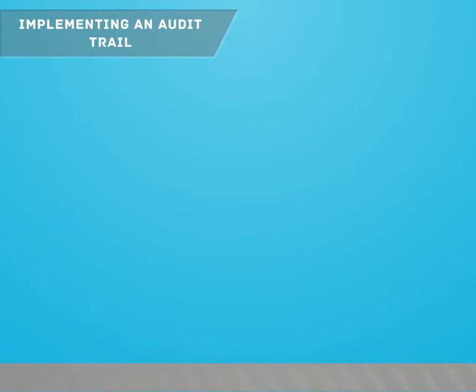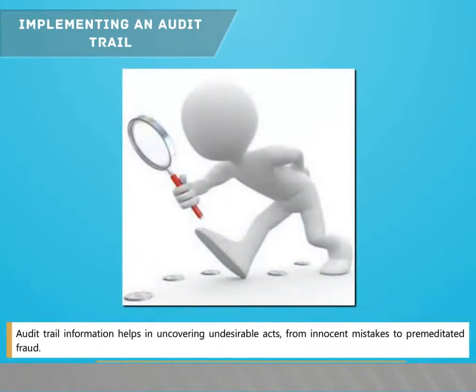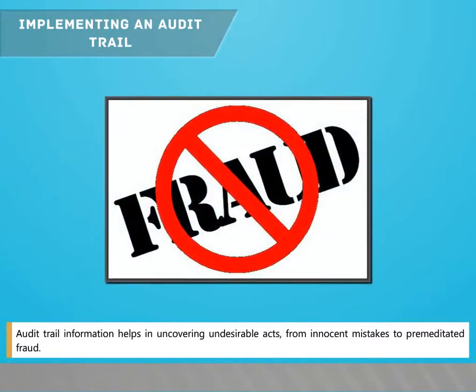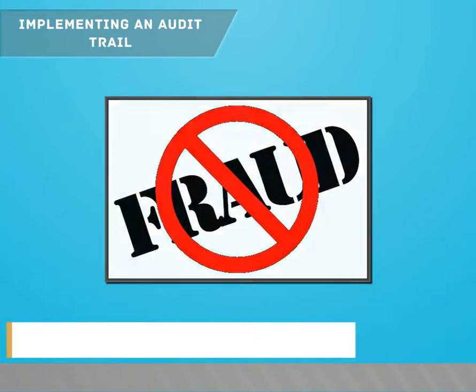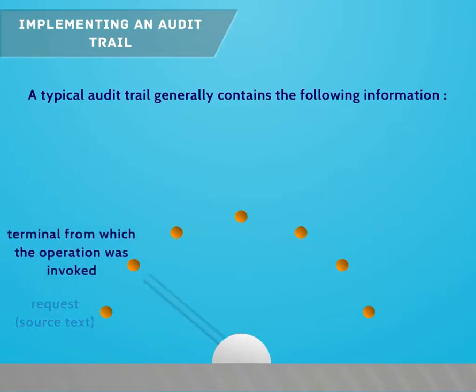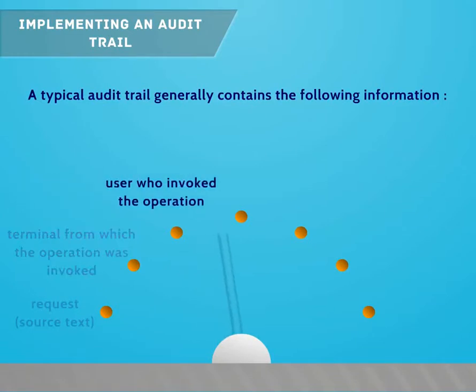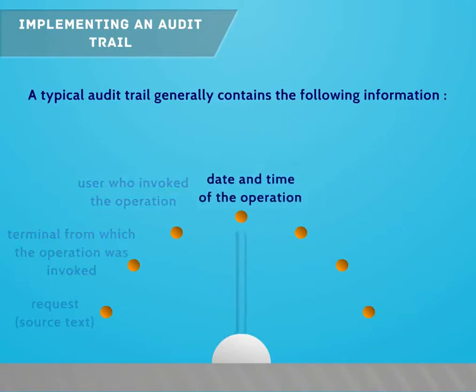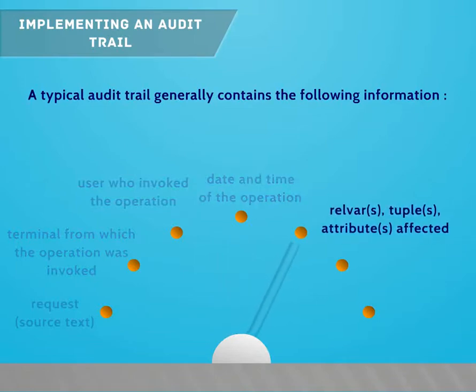Implementing an audit trail. Audit trail information helps in uncovering undesirable acts from innocent mistakes to premeditated fraud. A typical audit trail generally contains the following information: request, that is source text, terminal from which the operation was invoked, user who invoked the operation, date and time of the operation, relational variables, tuples, attributes affected, old values, new values.